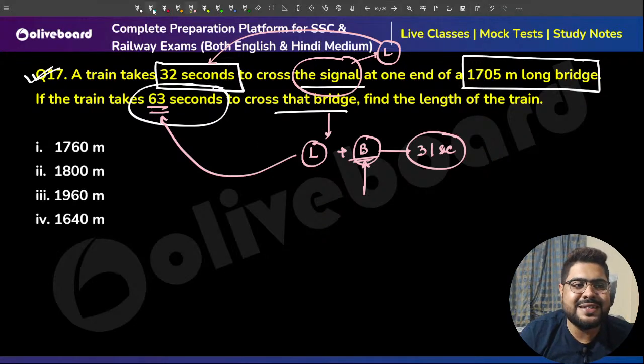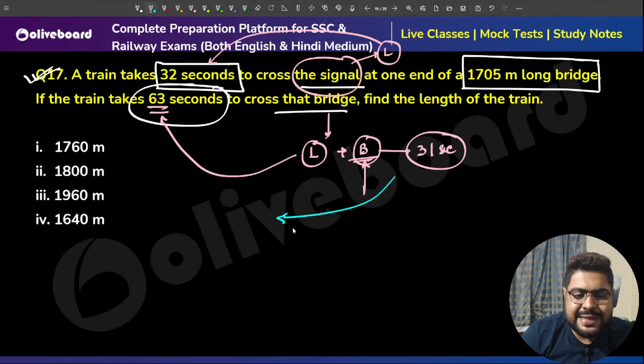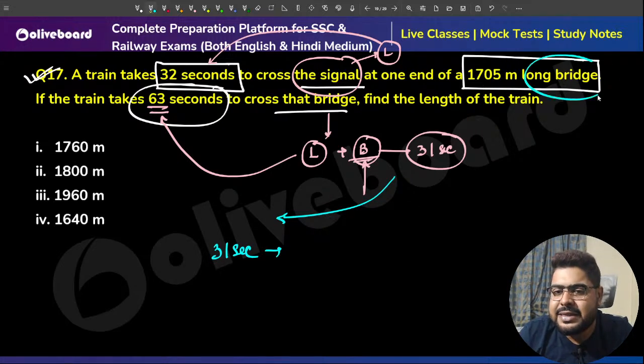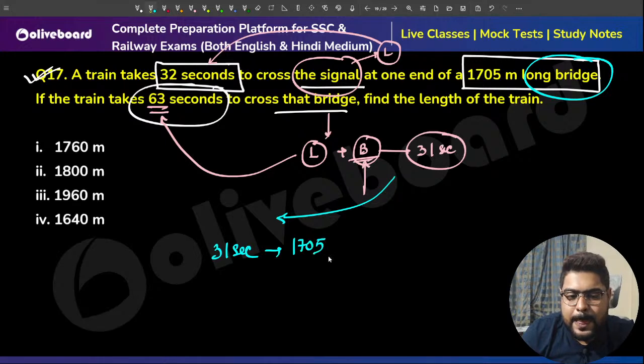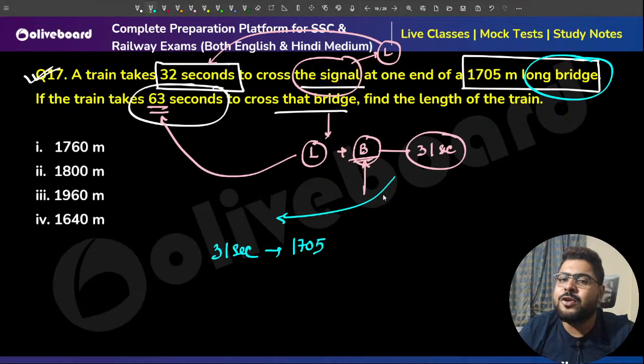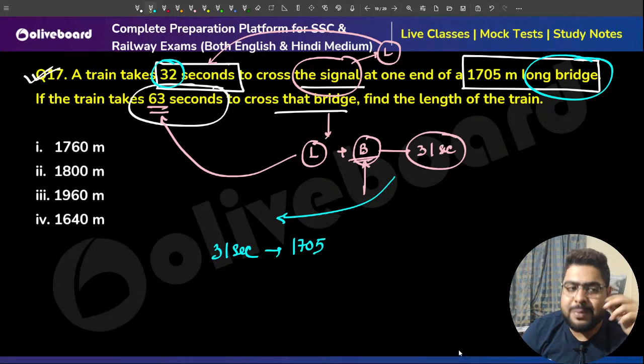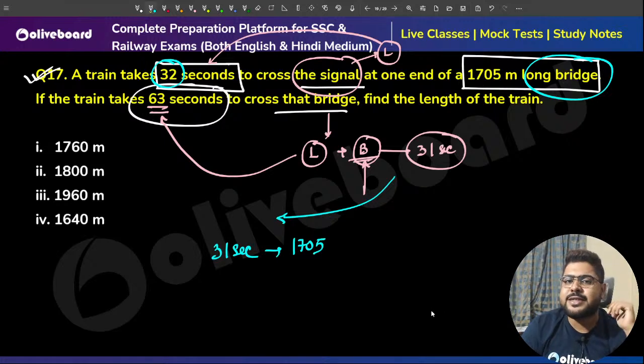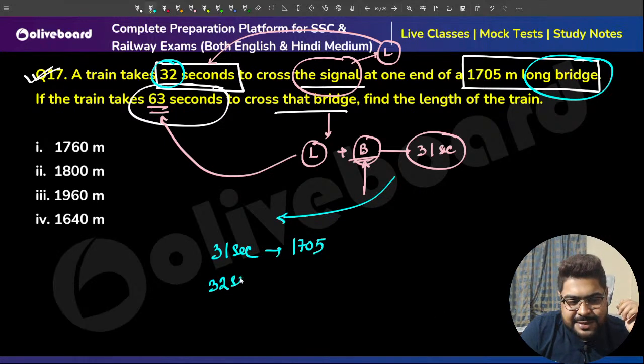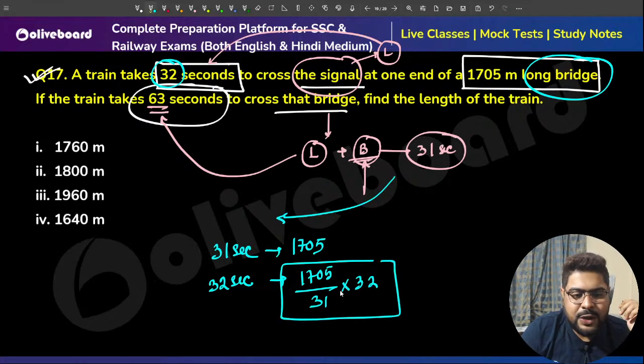Do not worry, sir. Simple question. Sir, that means it is given 31 seconds he crosses the bridge, and the bridge length is 1705. Now how will we find its own length? Whatever distance the train crosses in 31 seconds, because it took 32 seconds to cross its own length. So in 32 seconds, how much will it cross? 1705 by 31 into 32.